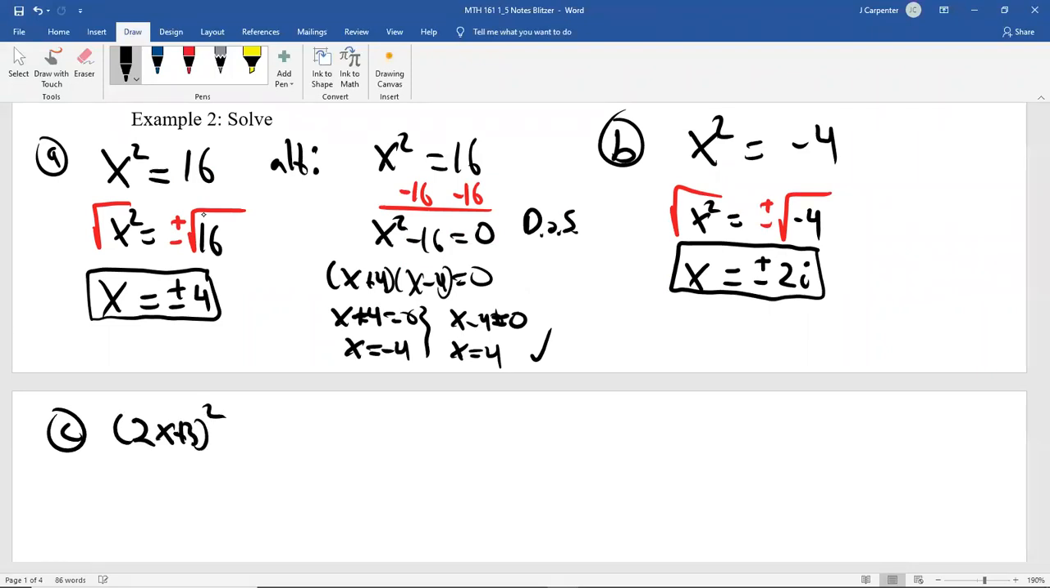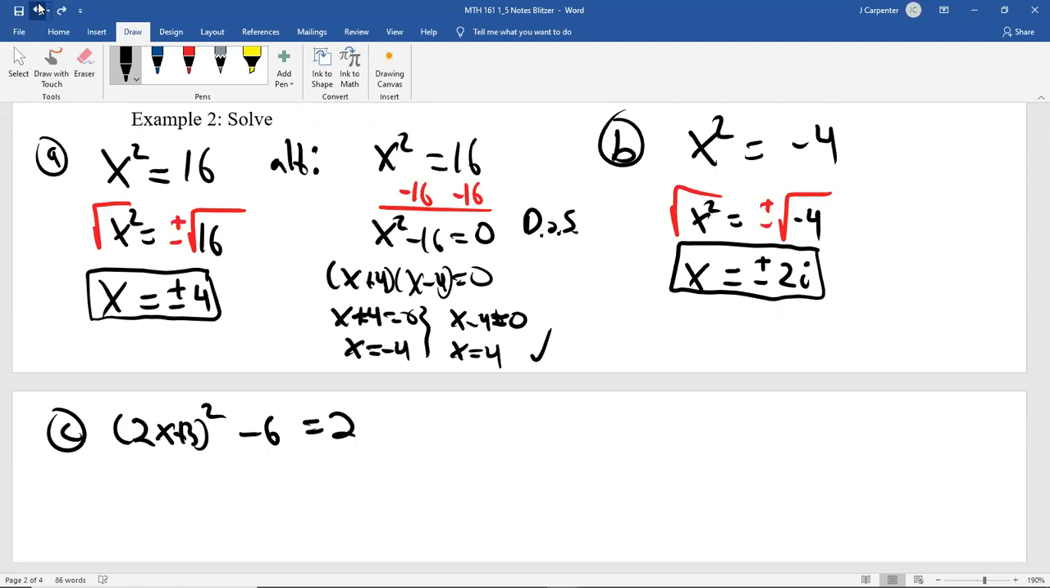2x plus 3 in parentheses squared minus 6 equals 2. So this is not just something squared equal to a number. You have to clean this up. You have to make it look like the first two. Now you might say, well, I can't do that because of this parentheses. It doesn't matter. The fact that it's just something being squared, this is what I meant by the anything. Just isolate that part. Move the 6.